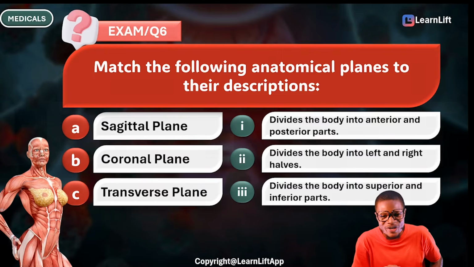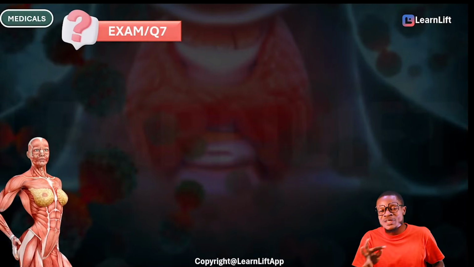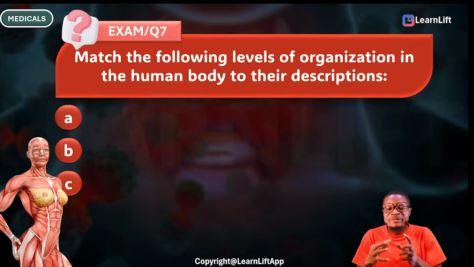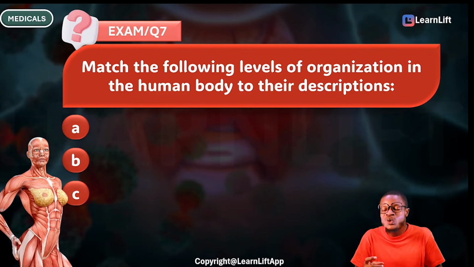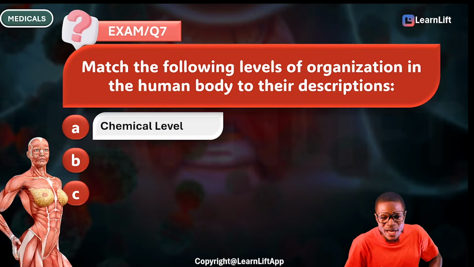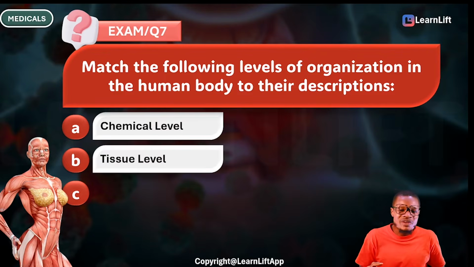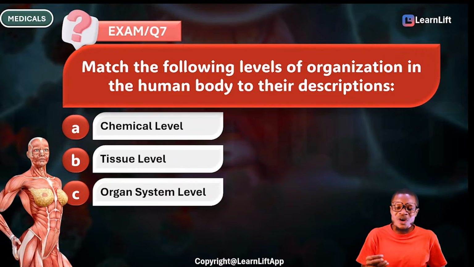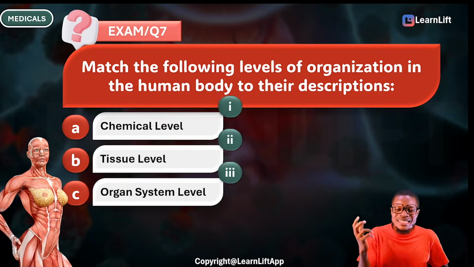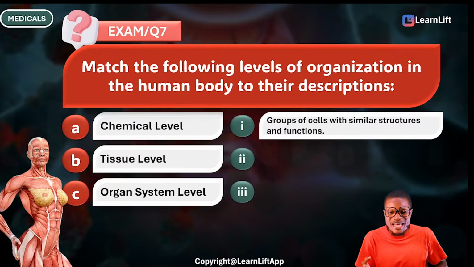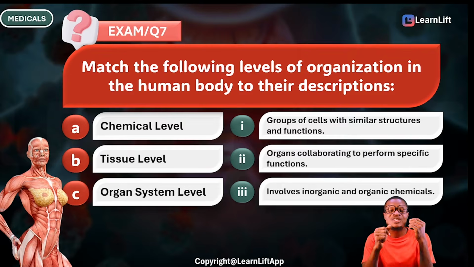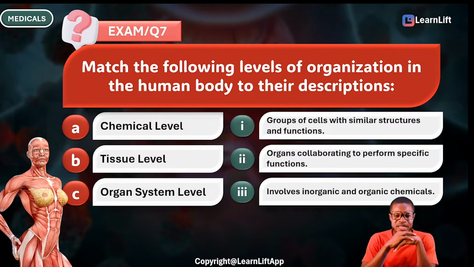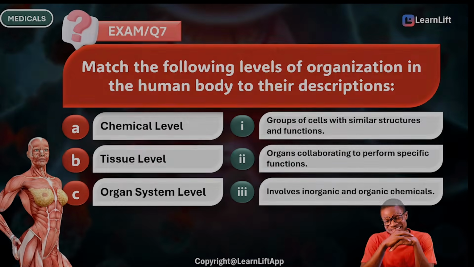Now let's go to the next question very quickly. The question says, match the following levels of organization in the human body to their descriptions. Option A, we're given chemical level, tissue level, and then organ system level. We're to match them with these same three options here, the first, the second, and the third. Let's go. I'm going to give you 30 seconds to go through them yourself. Pause the video, go through them, and ensure you are correct so that we'll go together.